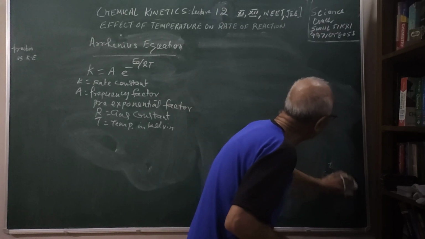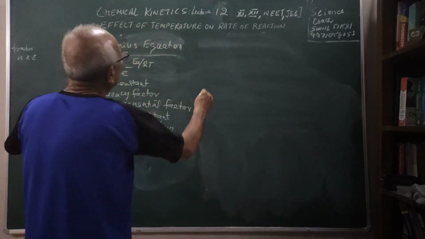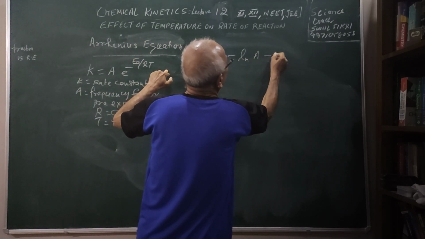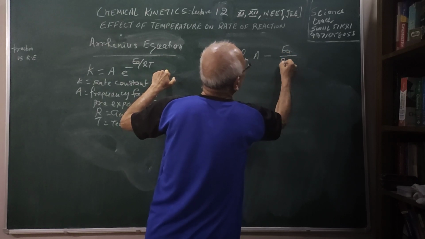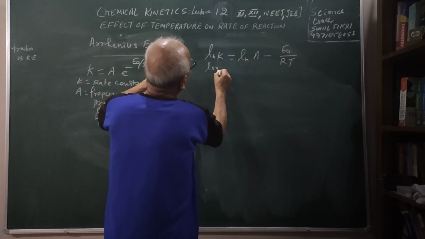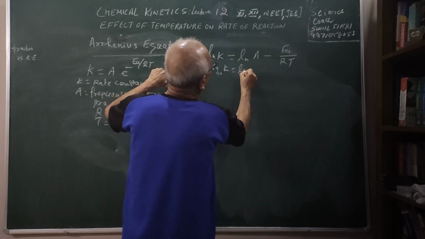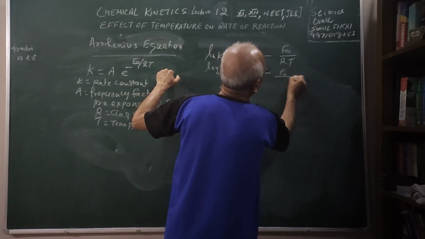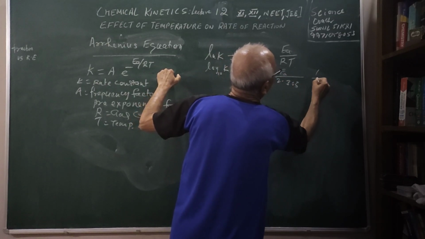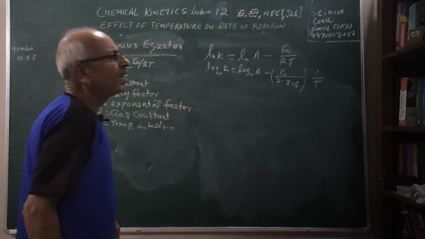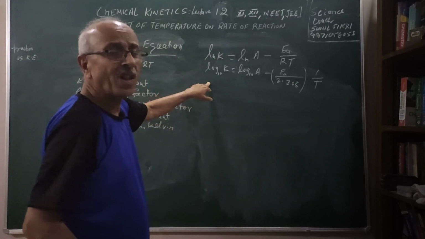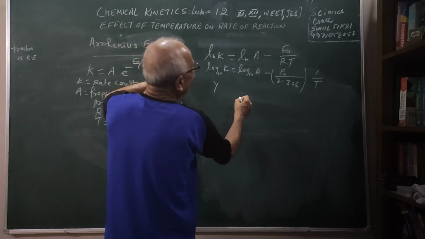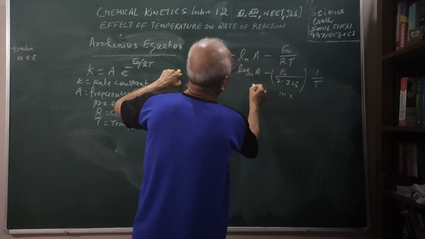This equation is very important because if I take the ln of K, this becomes ln of A minus EA by RT, or log to the base 10 of K is equal to log to the base 10 of A minus EA by 2.303 RT. So students, I have converted the natural logs into logarithm base 10, which makes calculations easy. This is the equation of a straight line, y is equal to mx plus c.